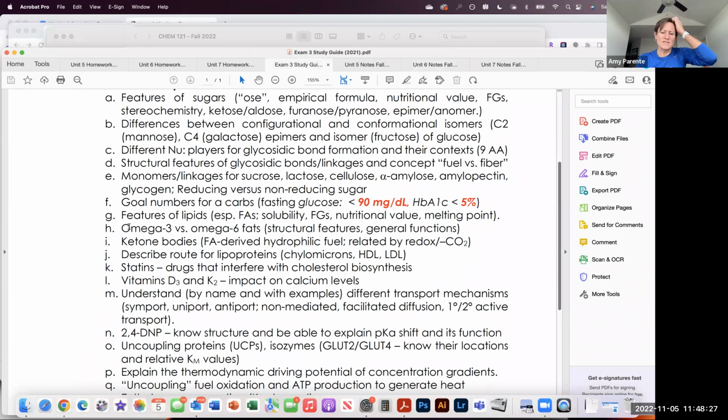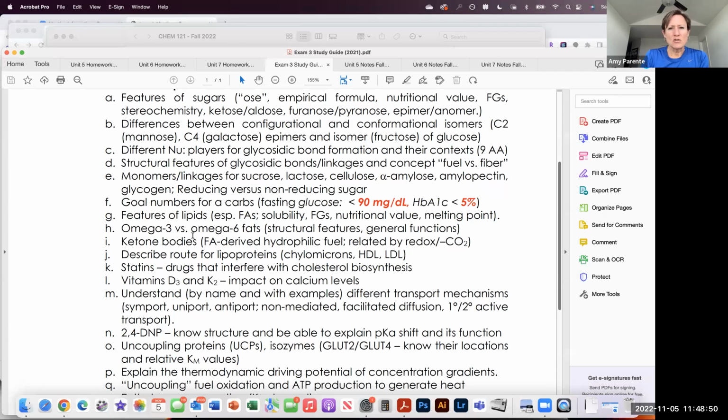Omega-3 versus omega-6 fats. So we sort of talked about early on the structural features, what we see in terms of where there's double bonds, but general functions. I want you to remember that omega-3 fats are anti-inflammatory and omega-6 fats are pro-inflammatory. And it's not that omega-6 fats are bad because they're pro-inflammatory. We actually need them, but we just don't want to have excessively high levels of them.